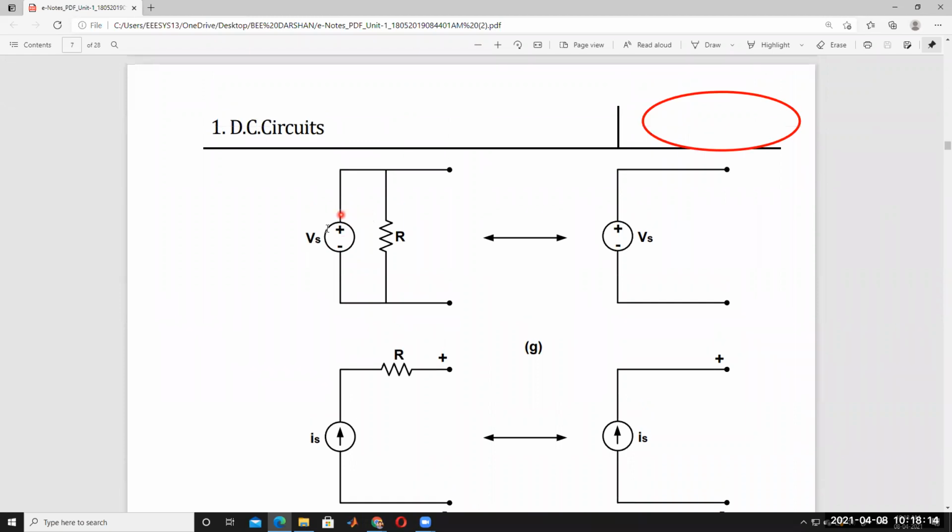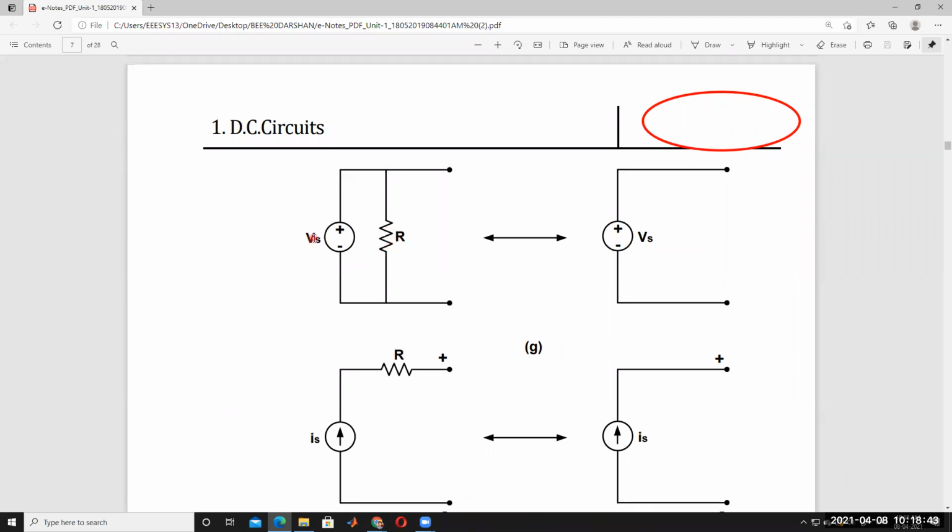In DC circuits, consider a voltage source Vs and a resistor. If the resistor is connected in parallel with the voltage source, that means the voltage across the resistor is nothing but Vs. So what is the voltage across the resistor? The same Vs, because it is connected exactly in parallel to the resistor. Whatever the source voltage is, the complete voltage appears across it.